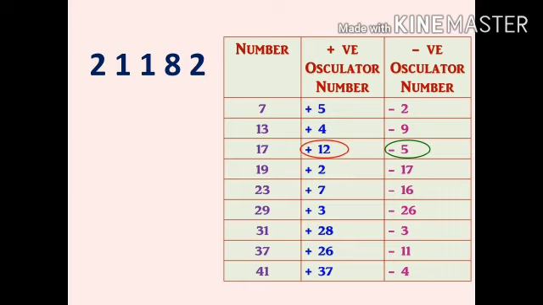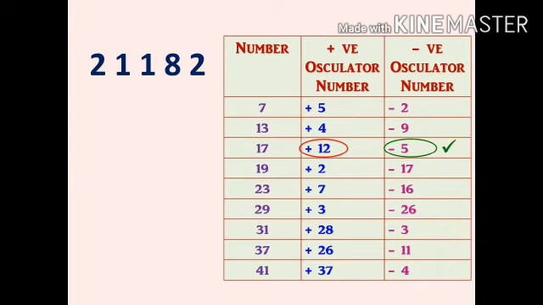Let me ask you a question. For number 29, there are two oscillator numbers, right? We have plus 3 and minus 26. Which oscillator number will you choose? Of course, plus 3, right? Because if we choose 26, we have to multiply the last digit with 26. That's quite difficult. So in the case of 17, we shall choose the oscillator number minus 5.